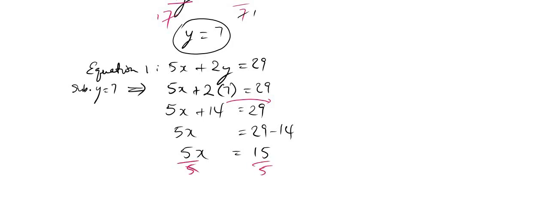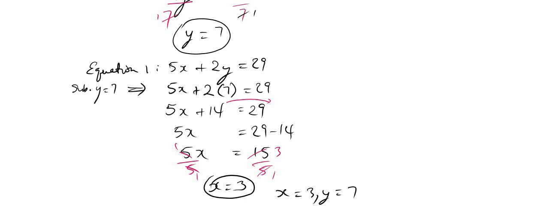Dividing both sides by 5, then we're going to get what? 5 and 5 goes once. 5 into 15 goes 3 times. So that leaves us with x equals 3. So both our answers are x equals 3 and y equals 7.